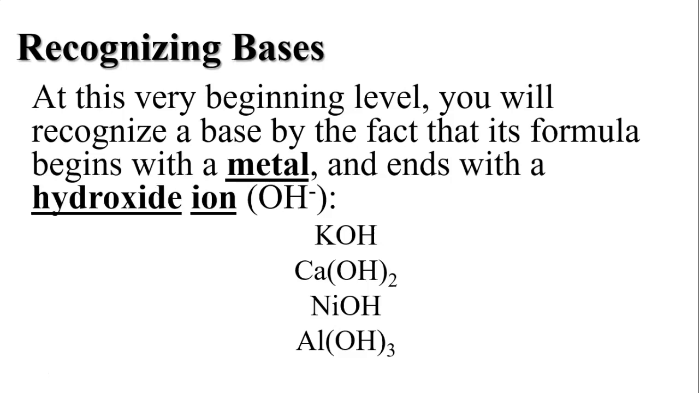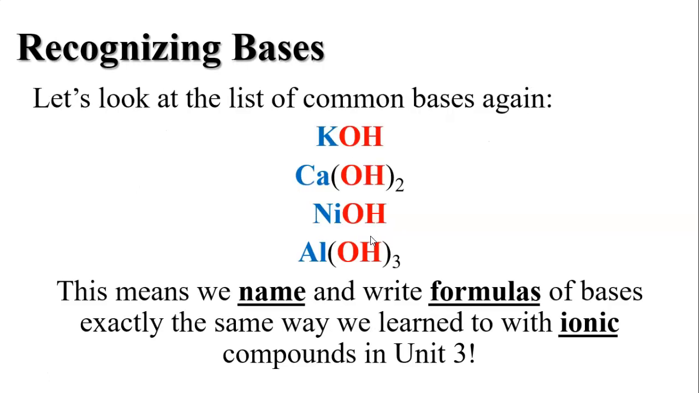For bases, again, it's pretty straightforward. We're going to have a metal, so potassium, calcium, nickel, aluminum. We're talking about the elements on the left-hand side of the periodic table, and those metals will always be bonded to a hydroxide ion. Okay, that's that OH ion. So potassium hydroxide like this. Now these bases should look very familiar.